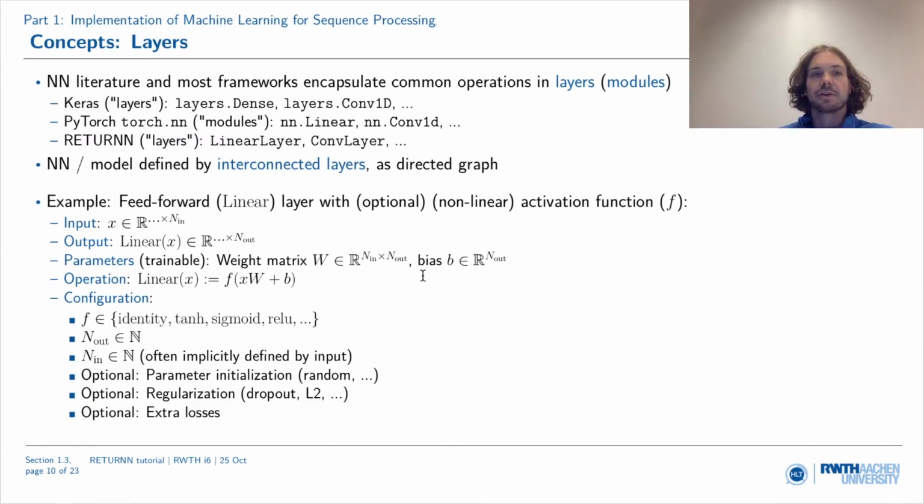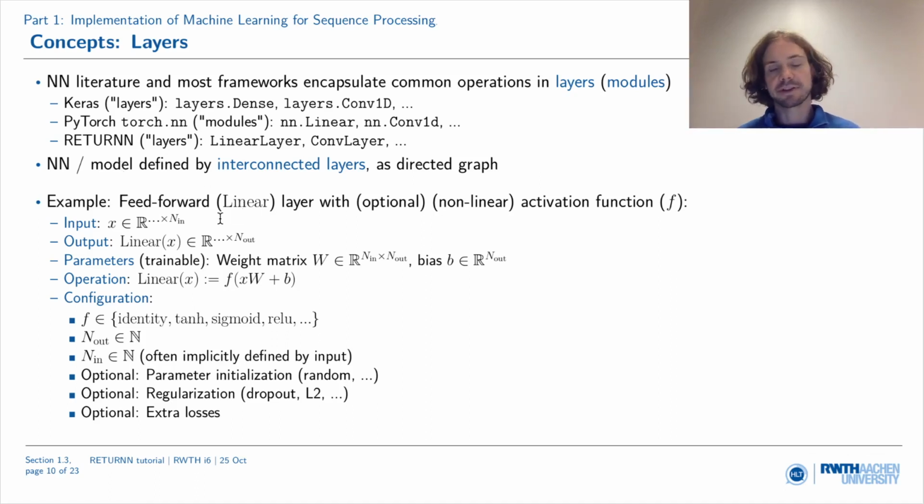Now to a new concept, layers. Most neural network literature and also frameworks have this concept where a layer encapsulates some common operations. In PyTorch, this is also called modules. And some basic layers are very similar in all these frameworks. Dense, linear layer, convolution is the same. So the whole neural network or model is defined by interconnecting these layers.